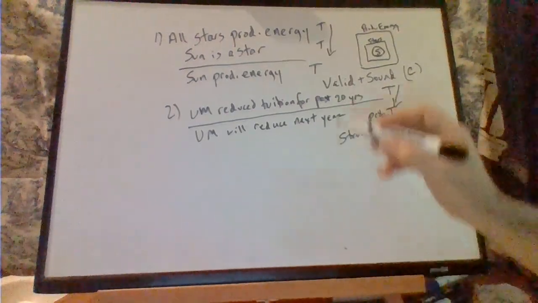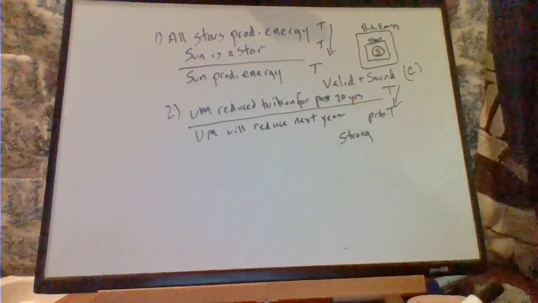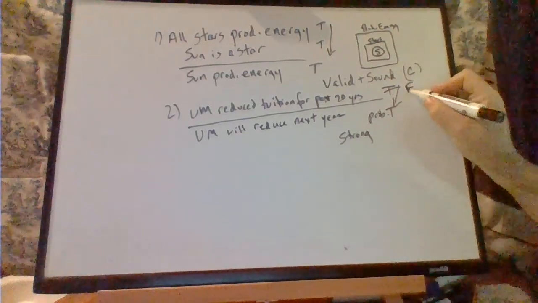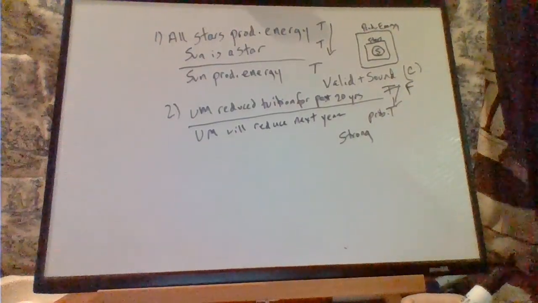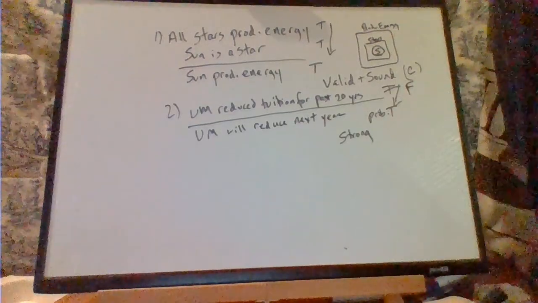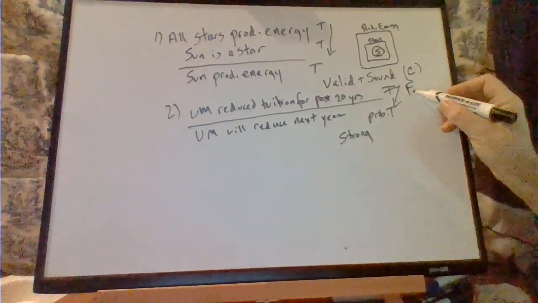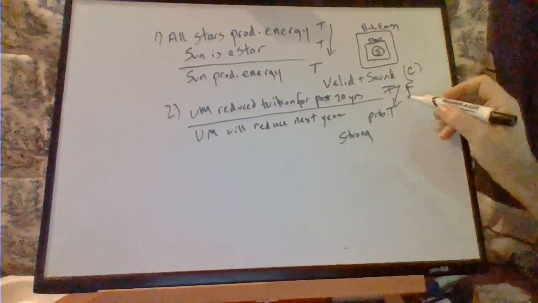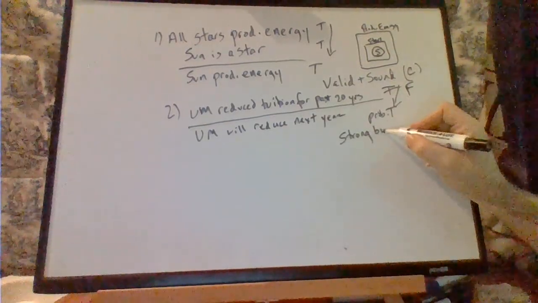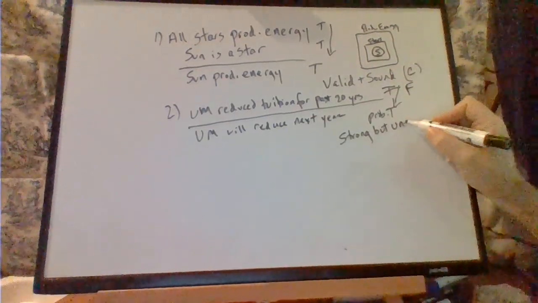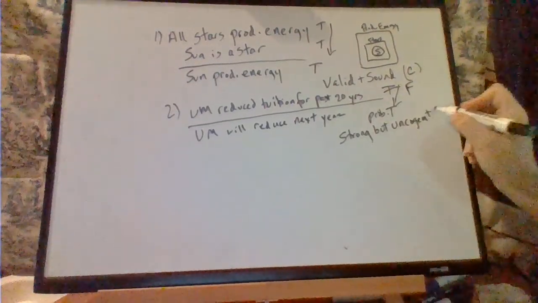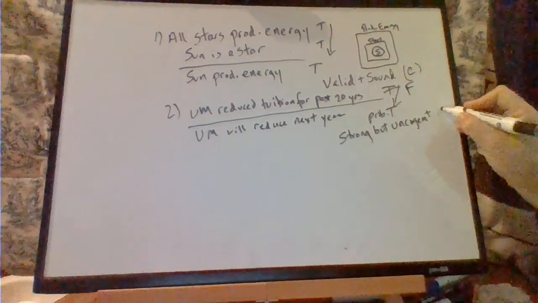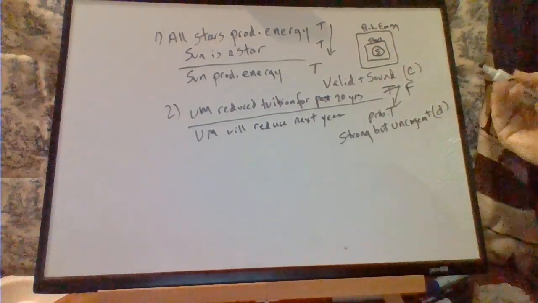Now, has the University of Michigan reduced tuition for the past 20 years? Absolutely not. They've raised it quite a few times over those years. So we've got a false statement that's here. False, even though it's strong, because there's a false statement, it means that it's uncogent. So strong but uncogent. And looking at the options they give you, that would be option D for strong but uncogent. Okay.